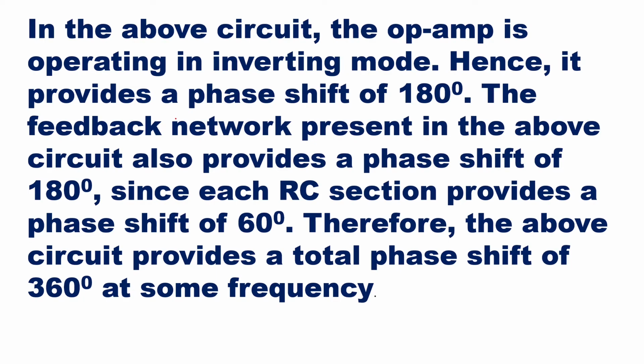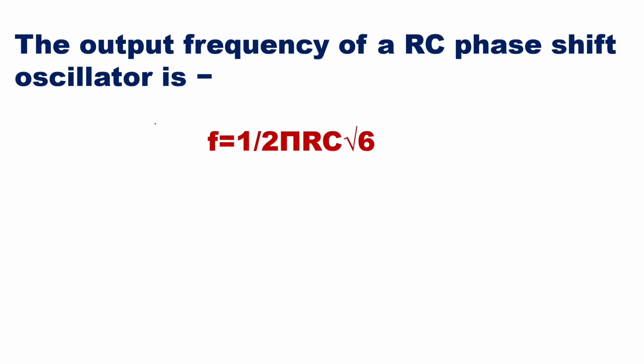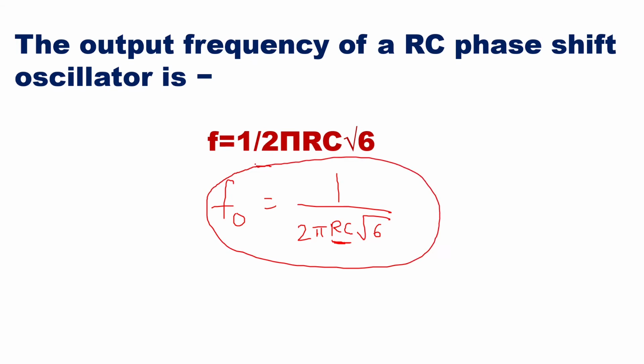Also, the gain of the amplifier and the gain of the feedback network will be reciprocal to each other, so that the product will be unity or a little more than unity. The output frequency of an RC phase shift oscillator is given as 1 by 2 pi RC root 6, where R and C are the values of the RC network. If you take this formula, you will get the frequency of oscillations for an RC phase shift circuit.